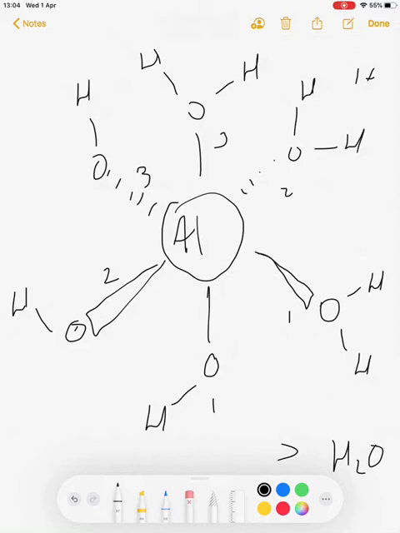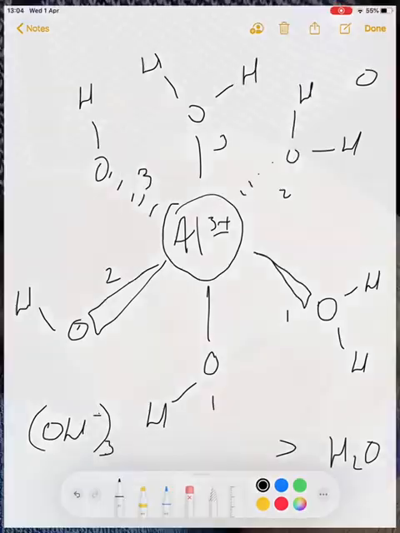Now remember, the aluminium had a 3 plus charge, and each of the hydroxides has a 1 minus charge, and I basically got 3 of them. So the 3 1 minuses now cancel out that, which means the overall charge is neutral. It has no charge, and the moment it has no charge, it is now not soluble.